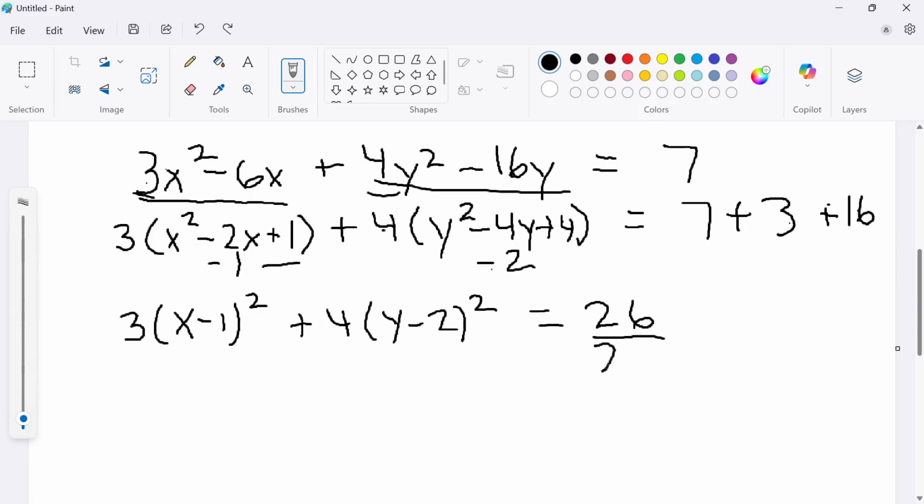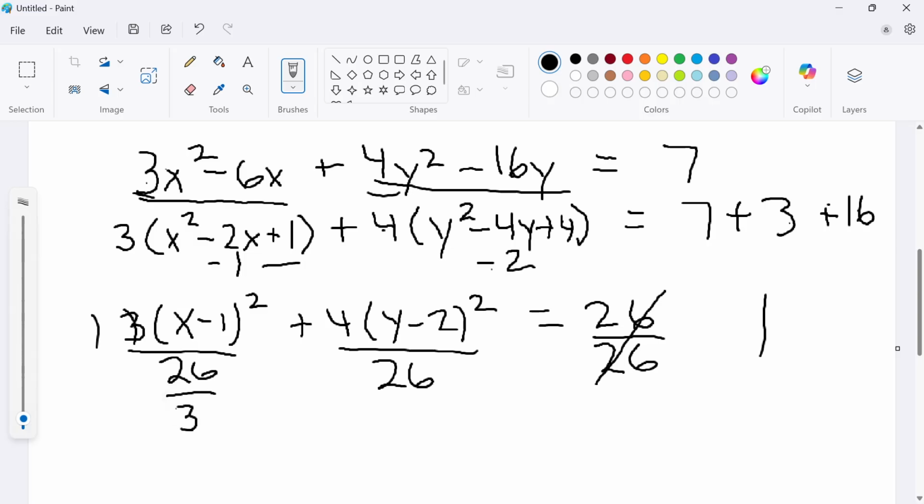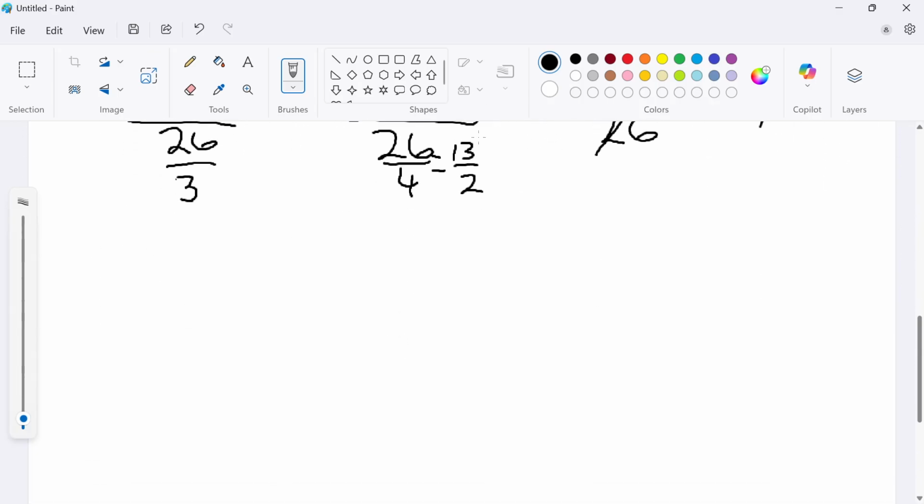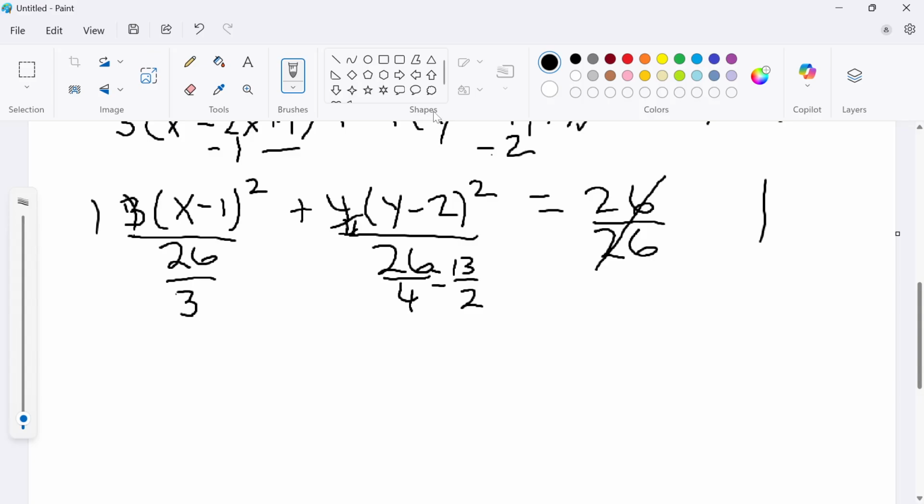But this one I divide by 26, divide by 26, divide by 26. So now it equals 1. And 3 goes into 3 once. 26 divided by 3, I don't think that comes out even. So, 3 divided by 3 is 1. 4 divided by 4 is 1. 26 divided by 4 is 13 halves. So that one doesn't get any simpler.